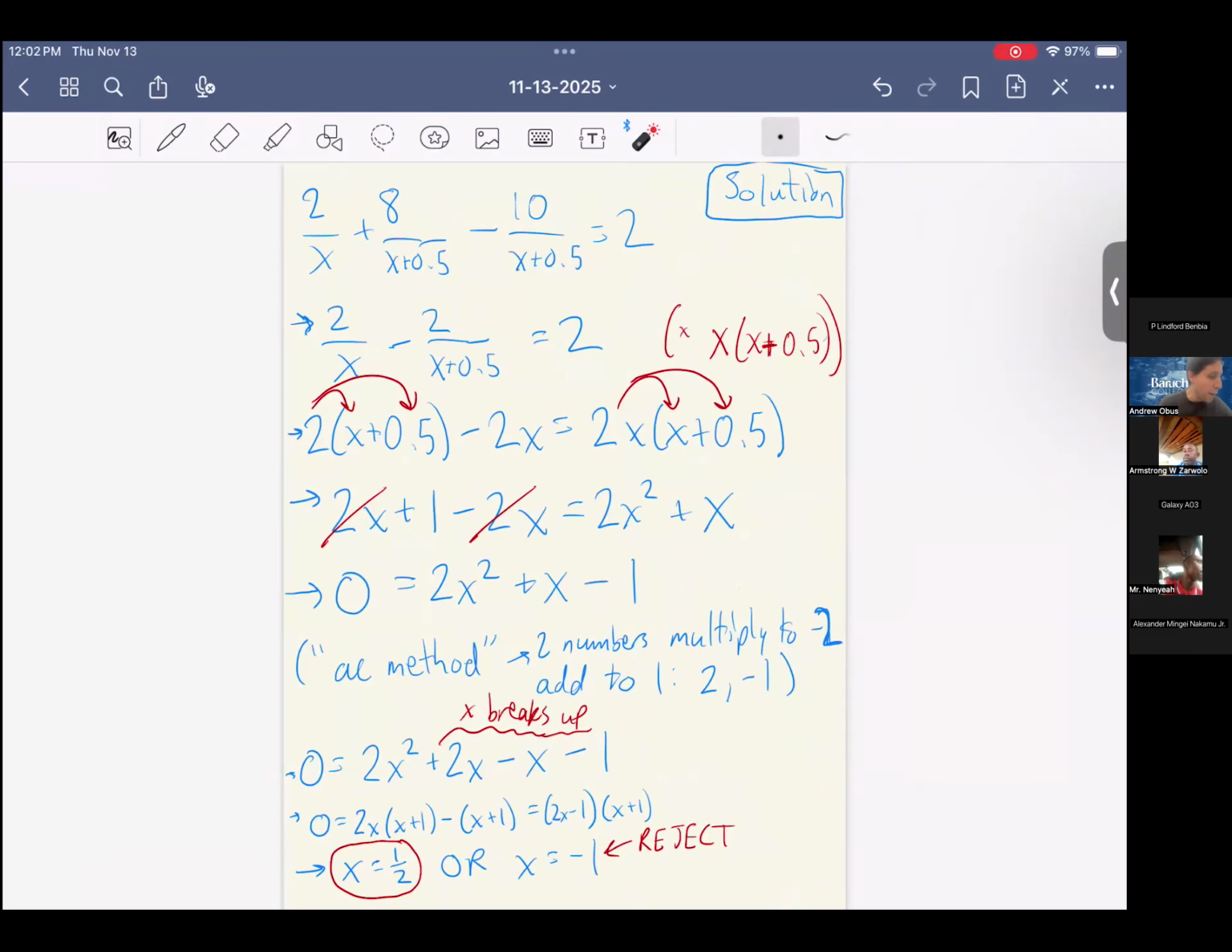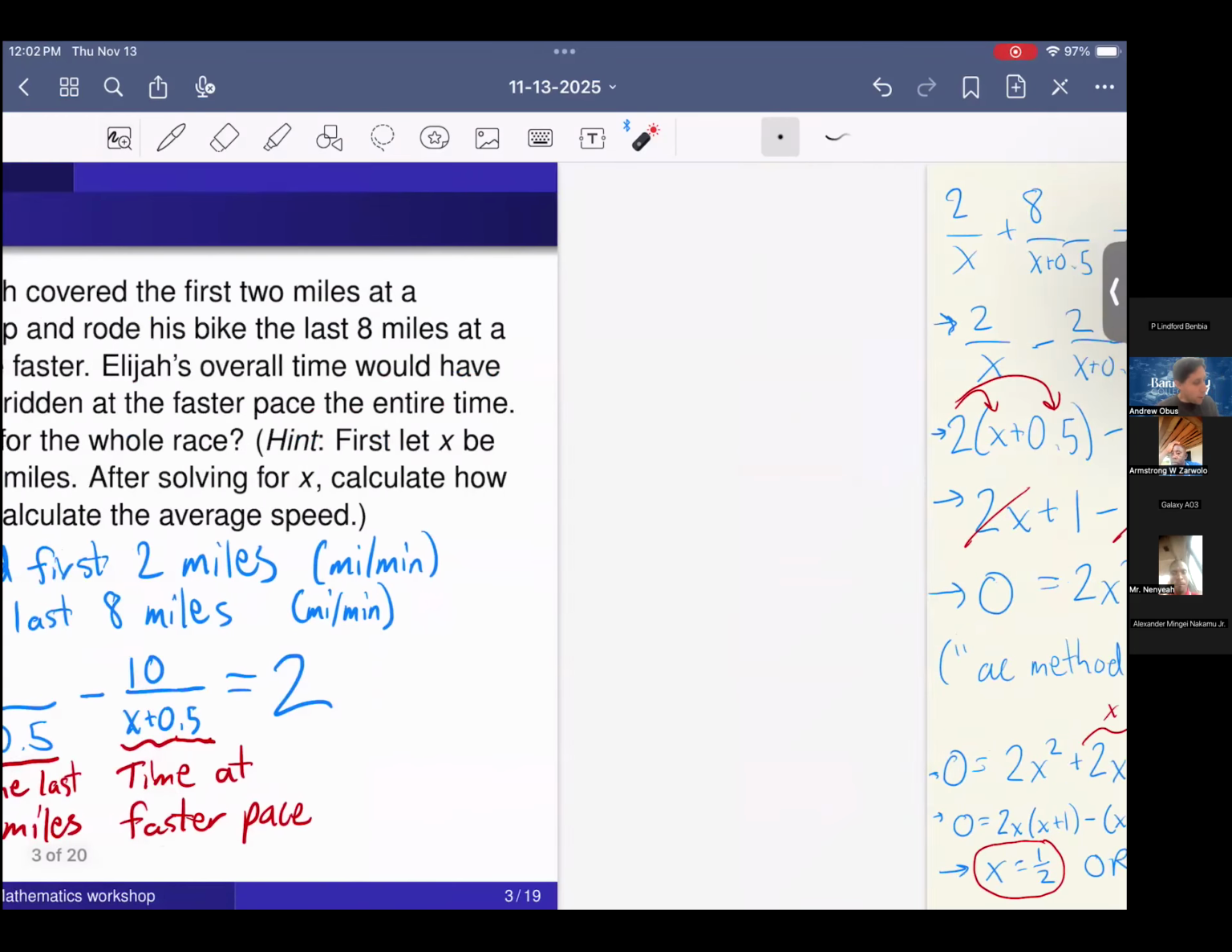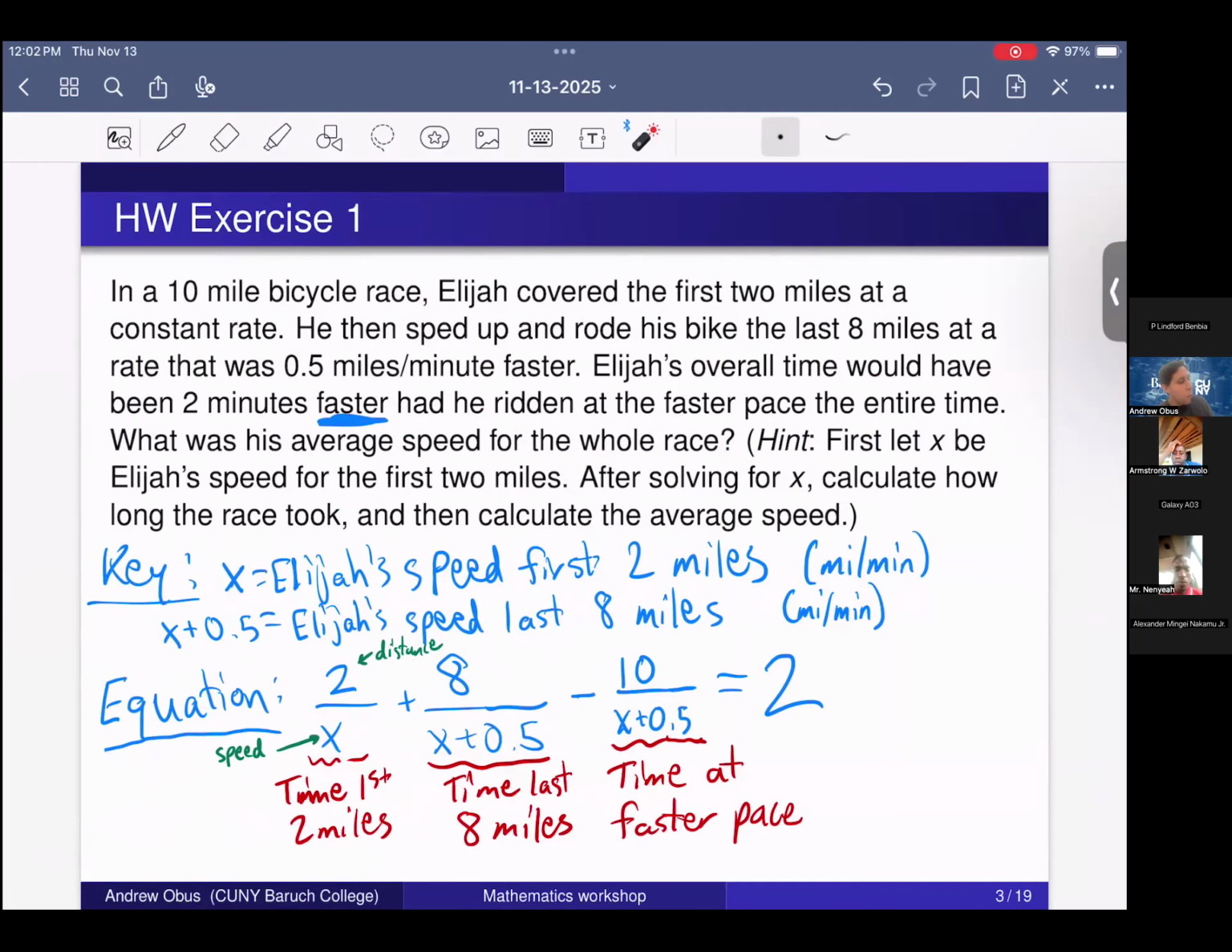So we have x equals 1/2. Great. That's fantastic. So let's go back to the problem. What does the problem say? It says, what was his average speed for the whole race?